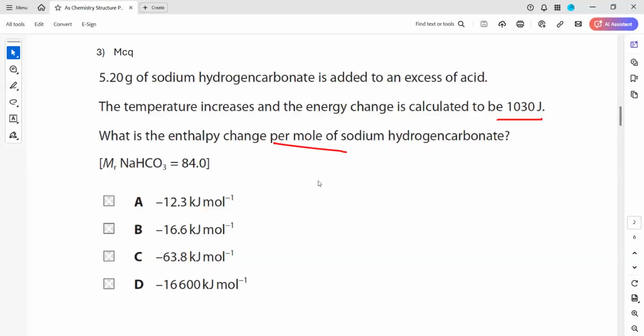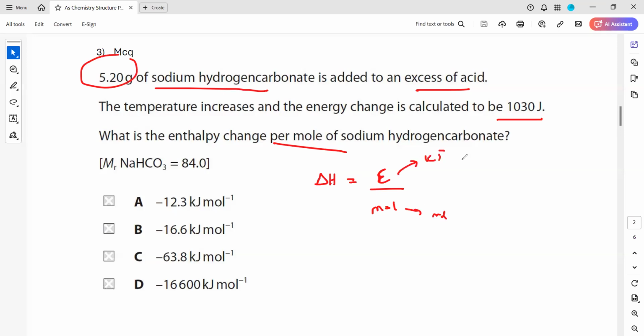So the enthalpy change is energy divided by mole. And we always use the limiting reagent. As they already mentioned, the acid was in excess, so sodium hydrogen carbonate is the limiting reagent. The energy should be in kilojoules, so this is 1030 joules. We divide by 1000, so it becomes 1.03 kilojoules.